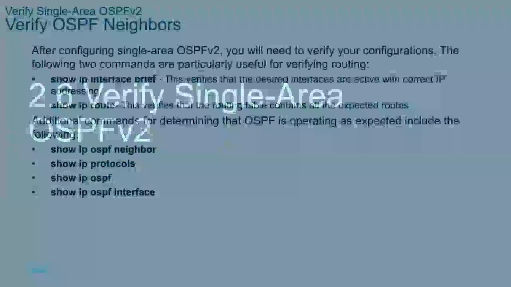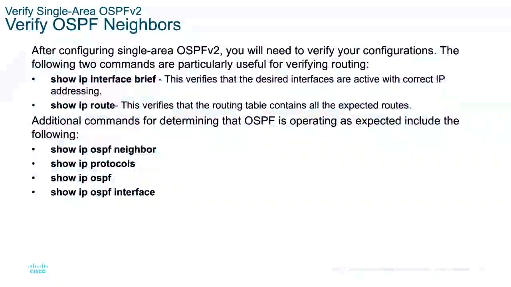Let's make sure everything's working. So show IP interface brief, we should all be familiar with that one. Show IP route, we should all be familiar with that one by now. These are making sure OSPF entries appear within our routing table and that our interfaces are active with correct IP addressing. Now, the one thing that the interface brief command does not show us is the subnet masks. So just be aware of that.